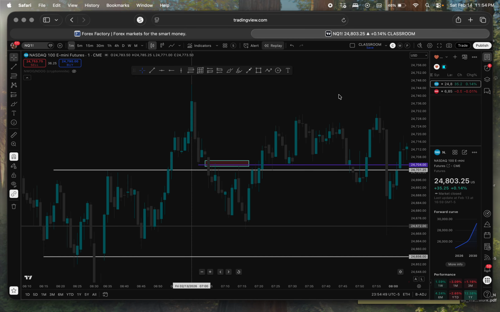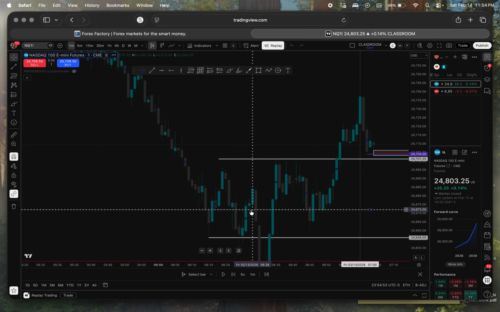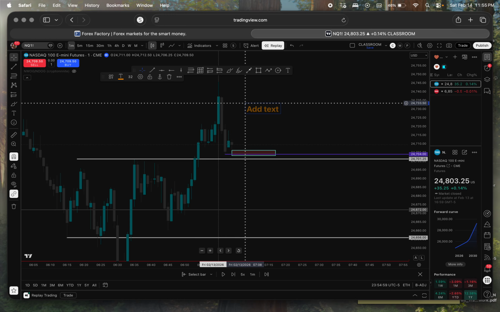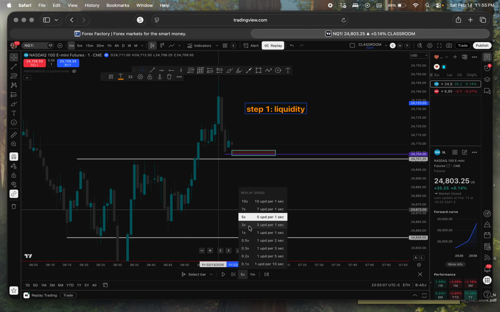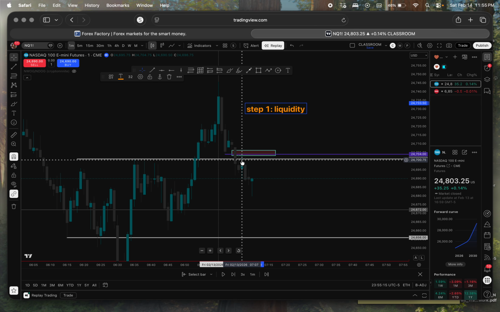Let me hit a replay so that you can see it accordingly. So let's say price reverses down. That's step number one. That's liquidity. Then step number two is going to be fair value gap and or break of structure, whichever one happens first.